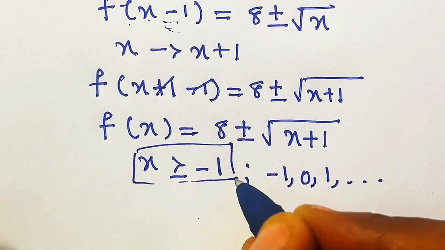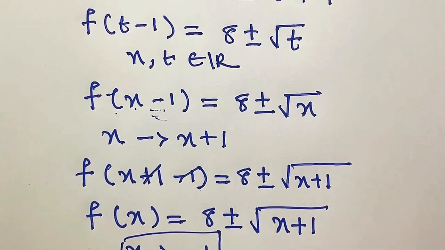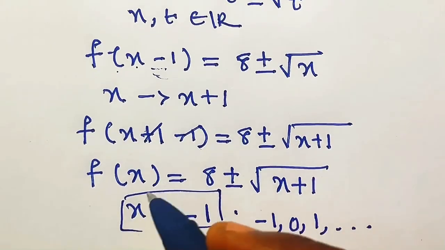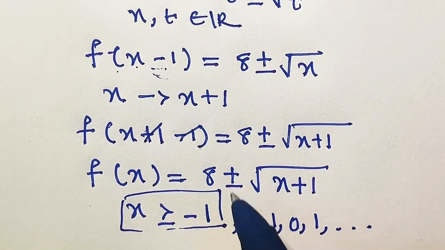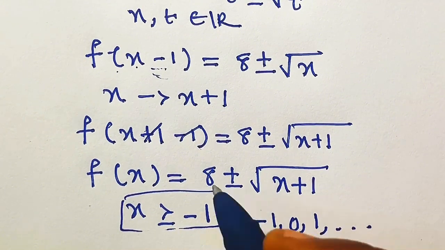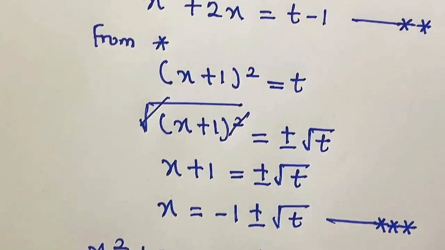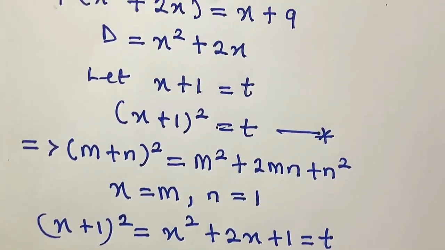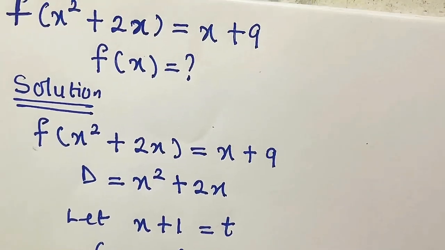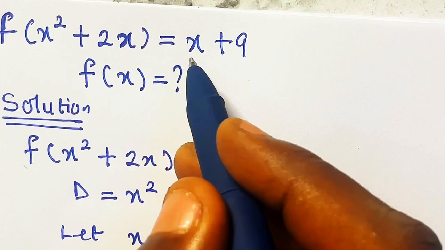All right. So this will be the end of the solution. We have our f of x to be 8 plus or minus the square root of x plus 1. So that's the solution of our function, of the original function, f of x squared plus 2x equals x plus 9.